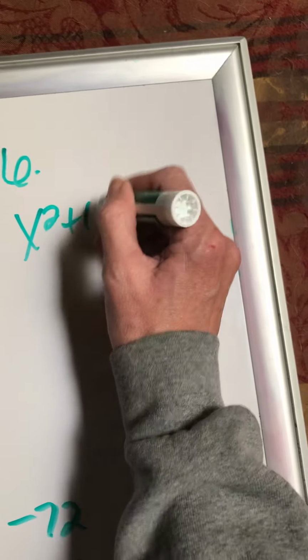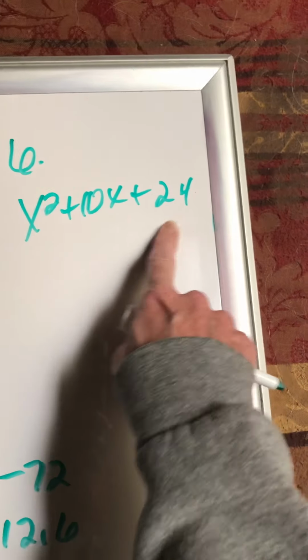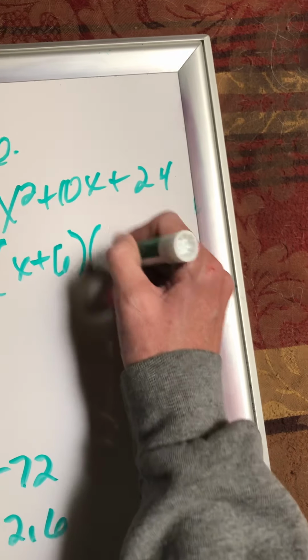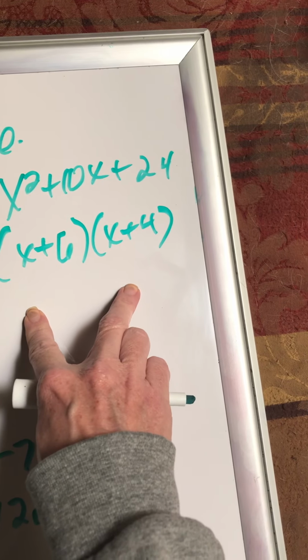Then on number 6, just the first type of trinomial factoring we did, where we take the factors of 24 and get 10. So that'd be x plus 6, x plus 4.